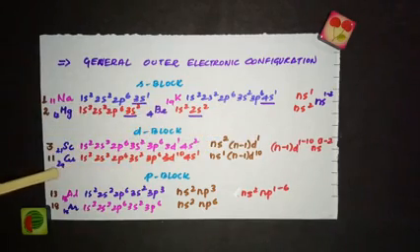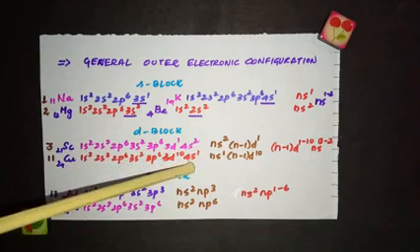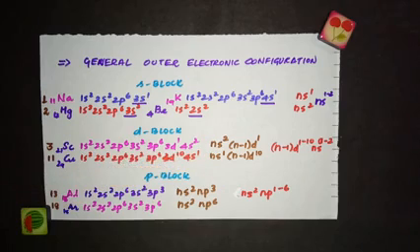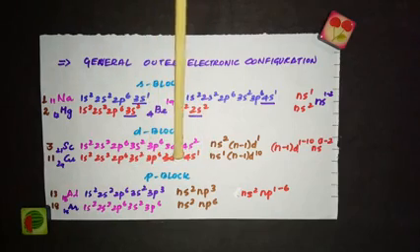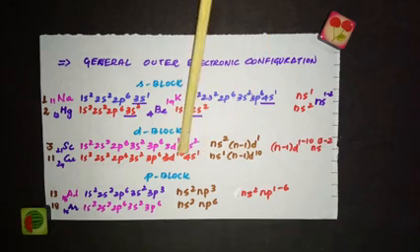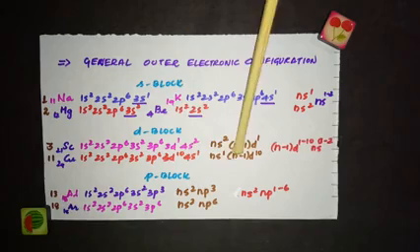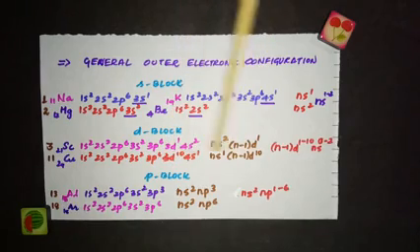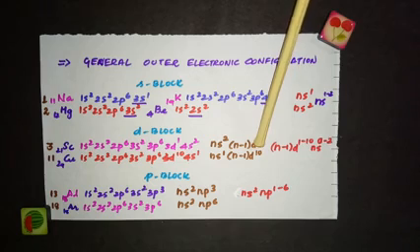Same way for copper, the atomic number is 29. So this would be the electronic configuration. We expect it to be 4s2 3d9, but we have seen the extra stability of the half-filled and fully filled d subshell. So the correct configuration is 3d10 4s1. So how can I write the general configuration? ns1 (n-1)d, there are 10 electrons.